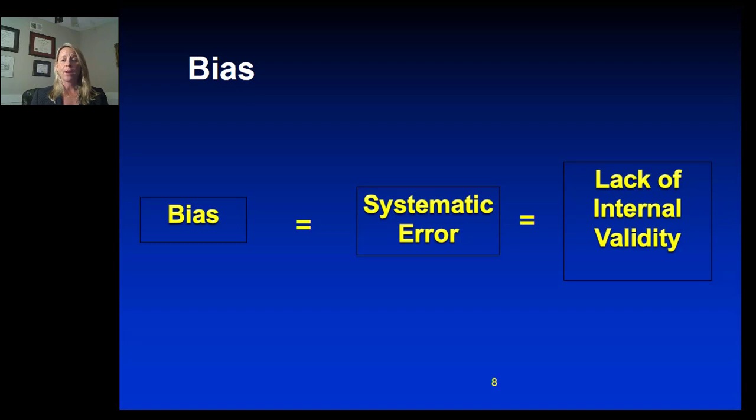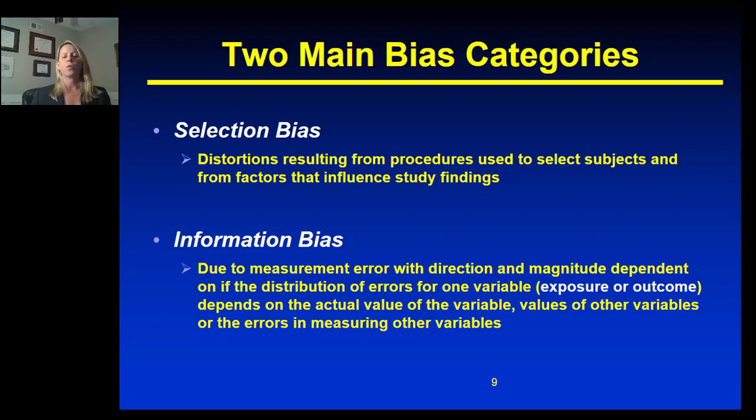So again, bias is systematic error, and it leads to a lack of internal validity. Now, there are two main categories of bias that I'd like to discuss. The first is a form of selection bias, and the next is information bias.